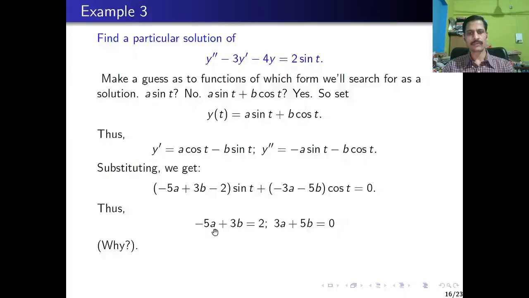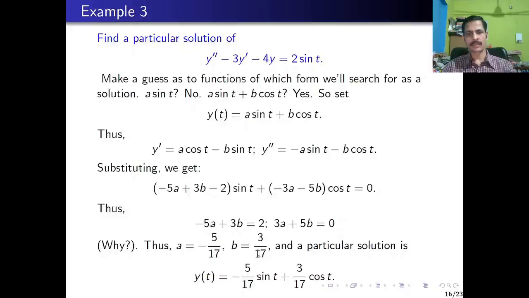When we solve this system of linear equations, we get a to be equal to minus 5 by 17 and b to be equal to 3 by 17. We substitute these values of a and b back in this candidate for particular solution. So we get yt is equal to minus 5 by 17 sin t plus 3 by 17 cos t.